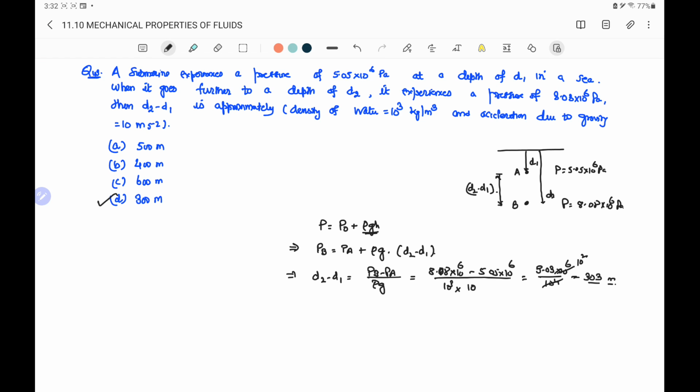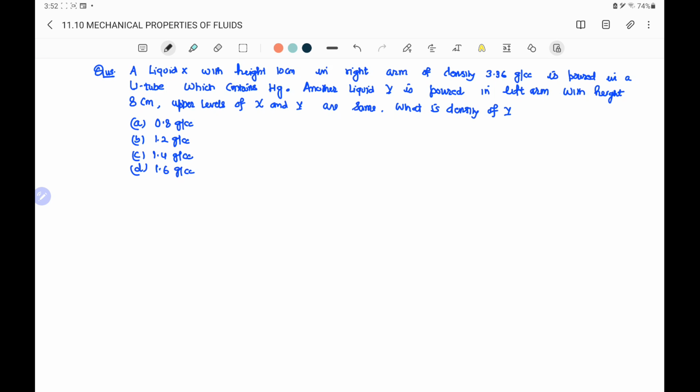Second question: a liquid X with height 10 cm in the right arm, of density 3.36 gram per cc, is poured in a U tube which contains mercury. Another liquid Y is poured in the left arm with height 8 cm. The upper levels of X and Y are the same. What is the density of Y?